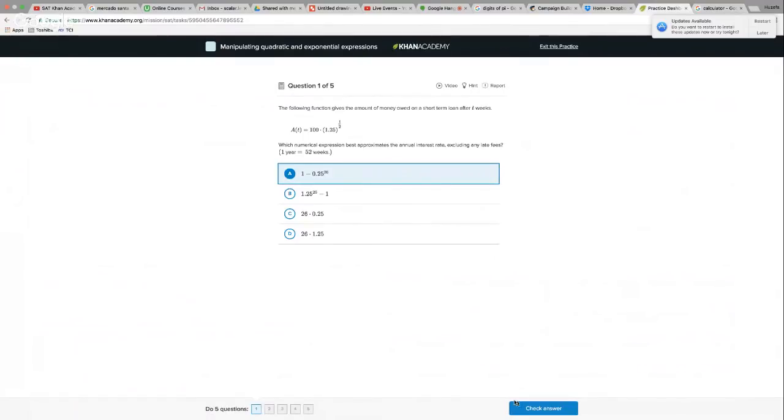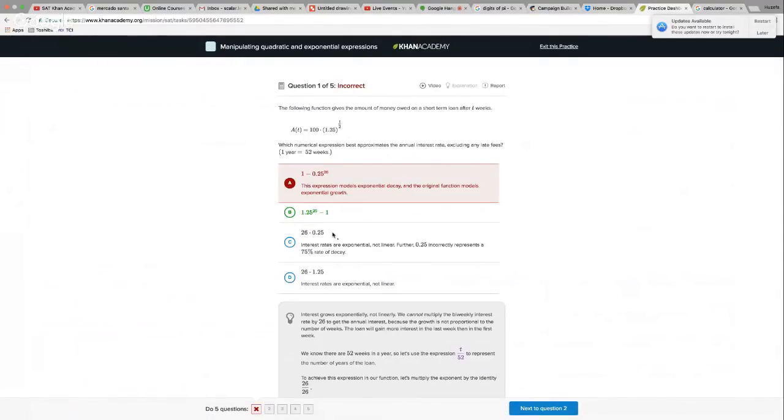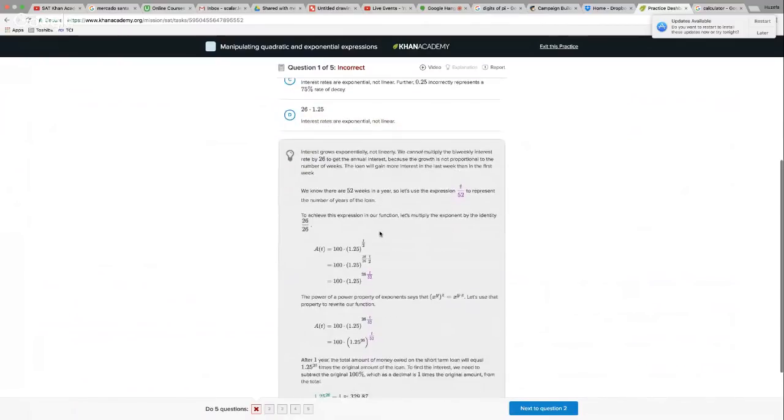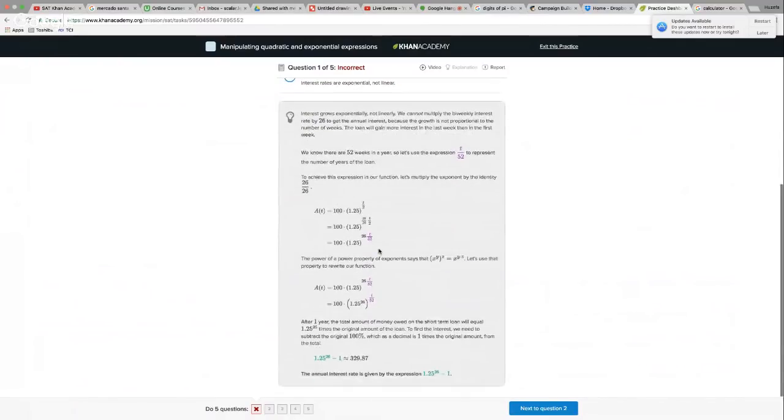So let's see what they say in the explanations, because I'm not sure. Oh, what was that second one? So let's see. Interest goes exponentially, right? So the -1 was confusing me. Let's see why they subtracted 1. After 1 year, the amount owed will equal 1.25 times the original amount. To find the interest, we need to subtract the original 100%, which as a decimal is 1, and then they take away the 1. Now I get it.